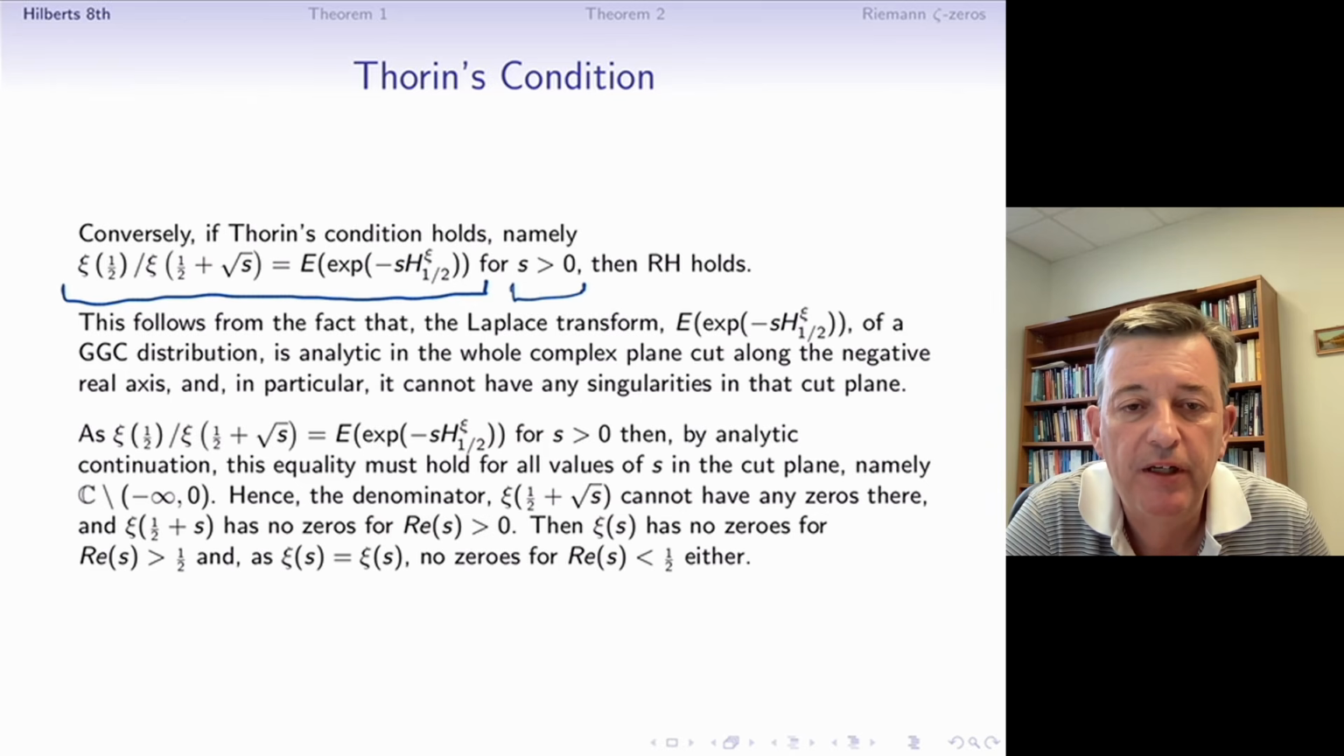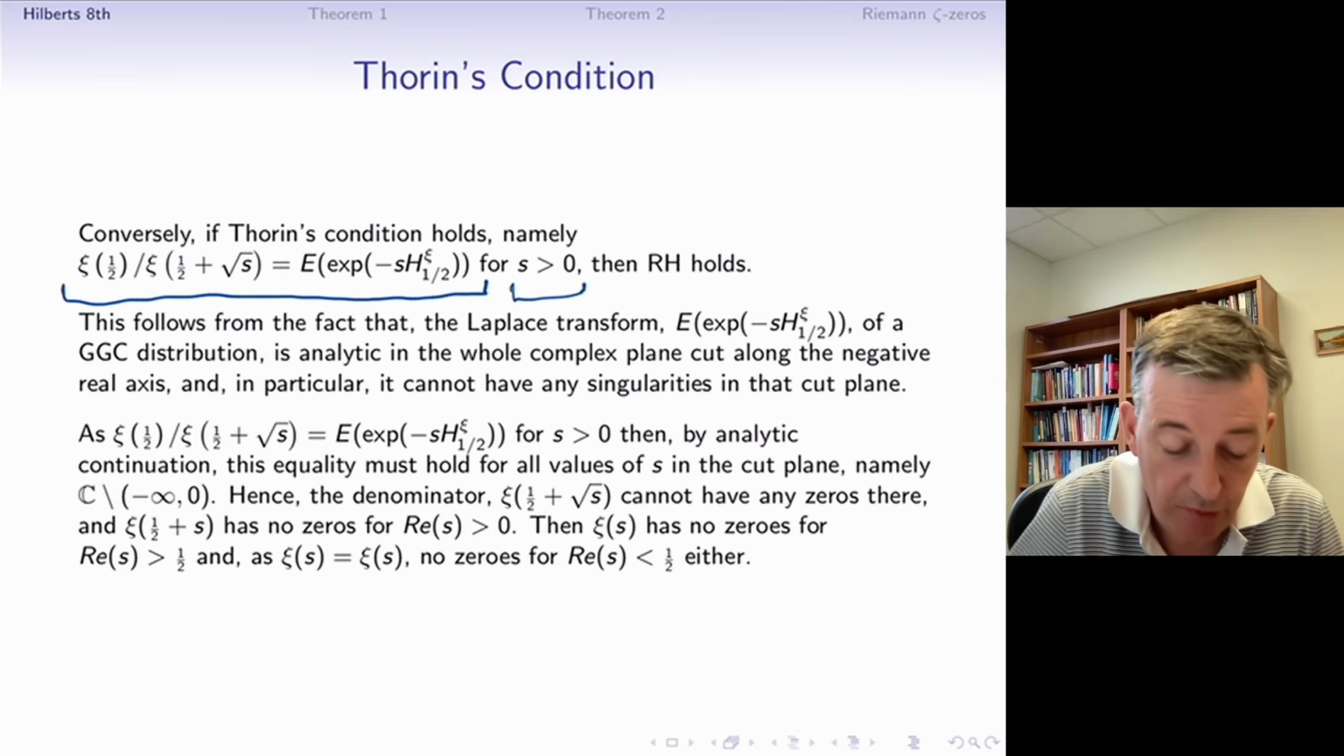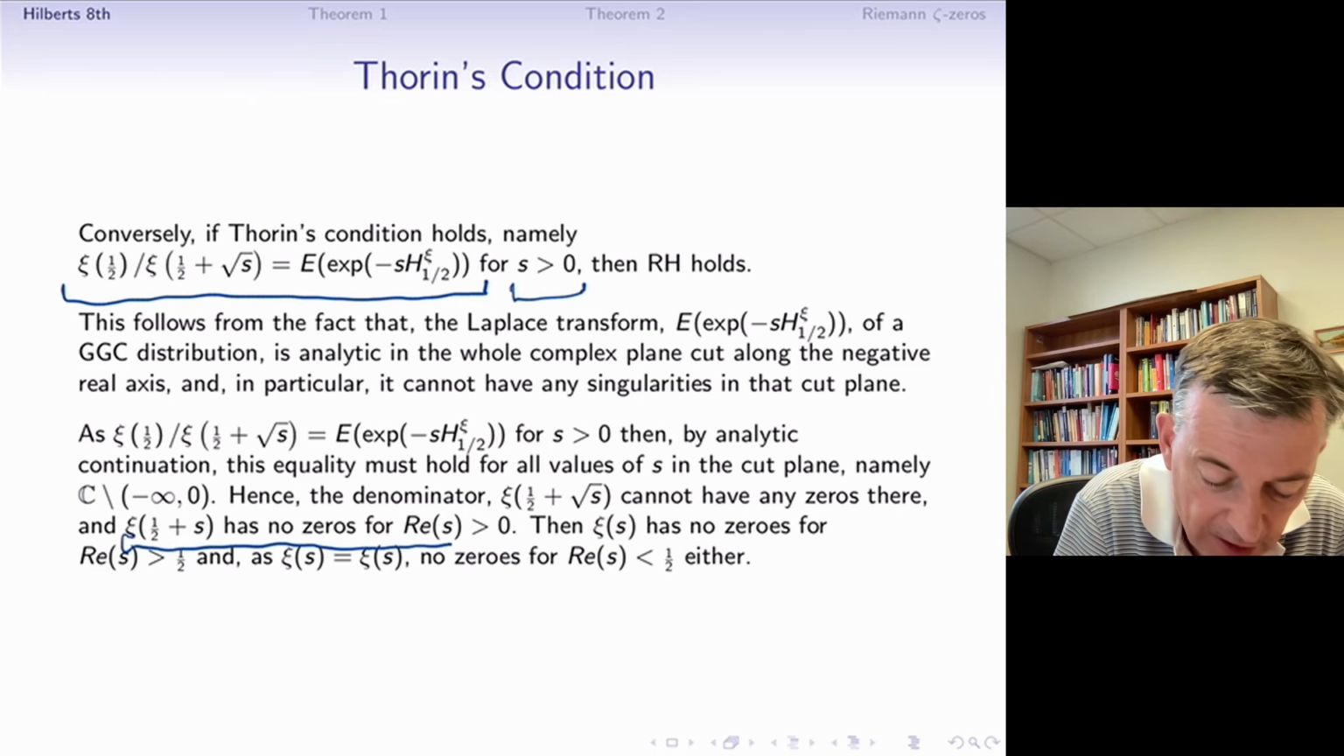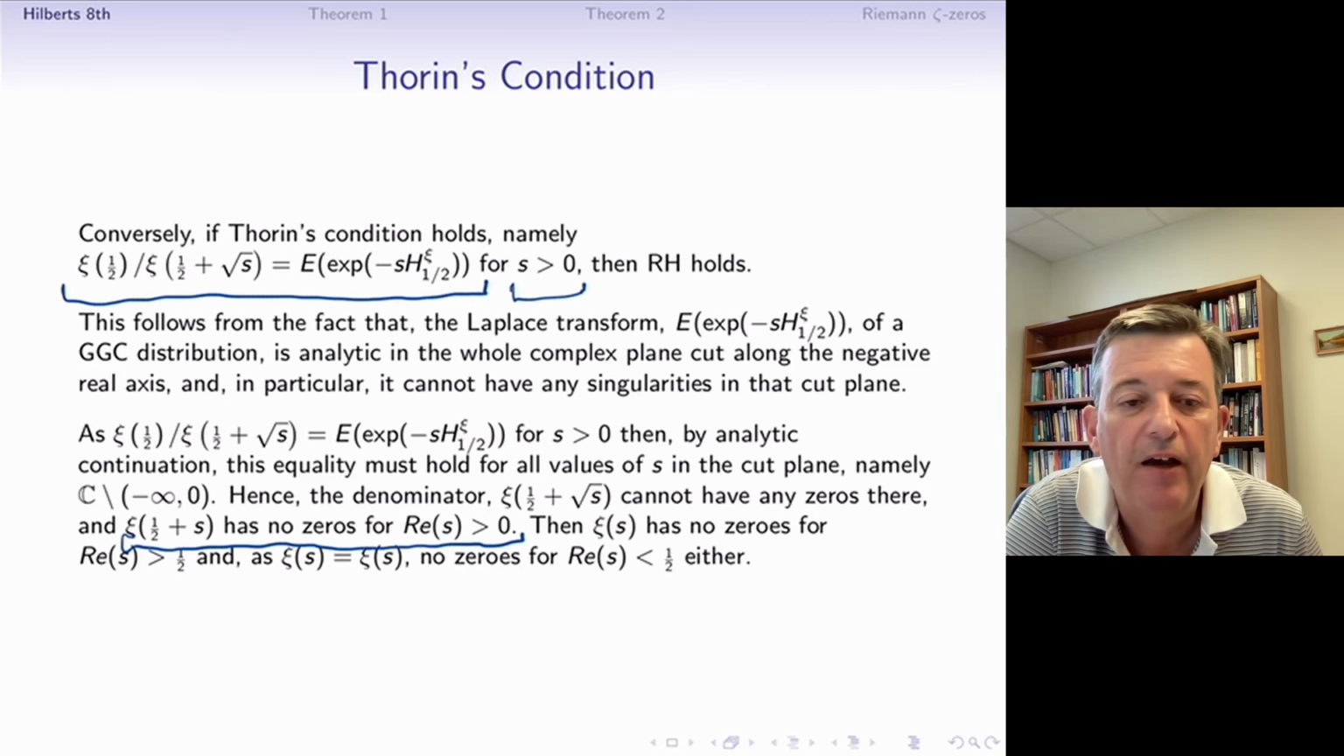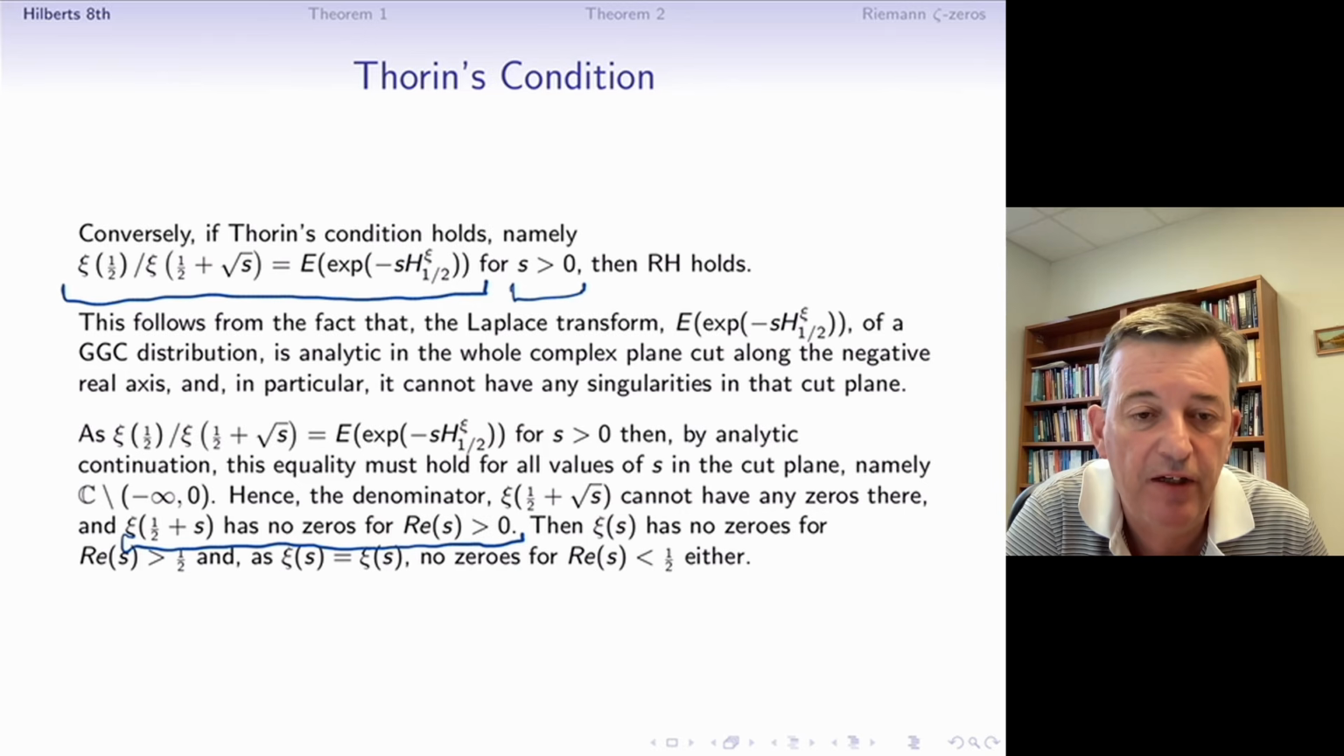Well, one of the great properties of a GGC is that the Laplace transform of a GGC is analytic in the whole complex plane cut along the negative real axis. So essentially the complex plane minus the interval from minus infinity to 0. Hence, by analytic continuation, we know that the denominator of xi over half plus root s can't have any zeros there. And so if Thompson's condition is true, xi over half plus s has no zeros for real s greater than 0.